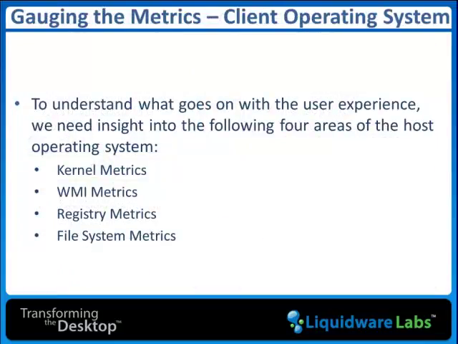So the first thing let's talk about is gauging the metrics, and that's the client operating system. Now, to understand what really goes on with user experience, we need insight into the following 4 areas of the host operating system: the kernel metrics, WMI metrics, registry metrics, and file system metrics. And all 4 of these pieces are very, very important in understanding what the user is actually doing and how they're feeling about that machine. How is its performance relegated towards what the user expects the machine to be doing?